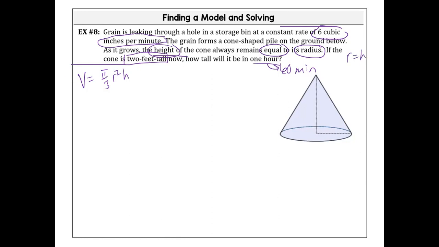Okay, so with this in mind, because our r equals h, this is actually v equals pi over 3 r cubed. Does that make sense? Because your r and your h are the same. It says it in here. Height of our cone equals this. All right. So now what else do we know?